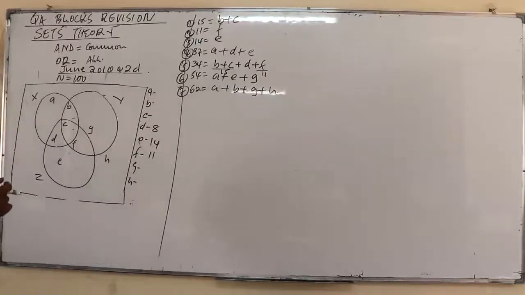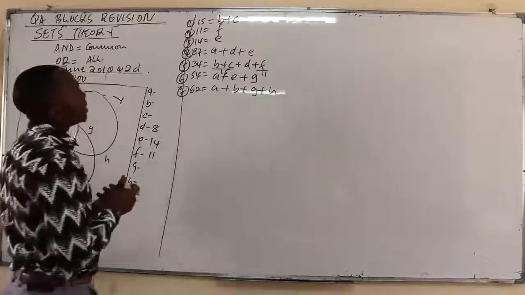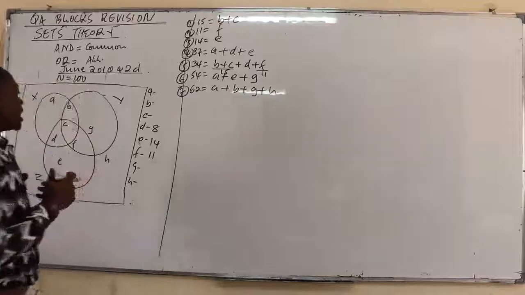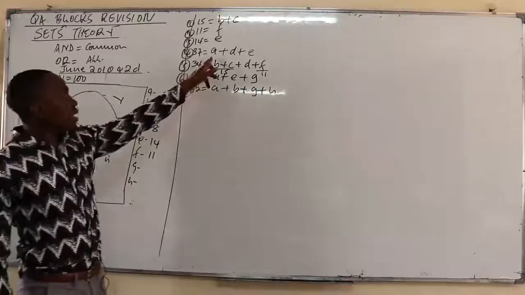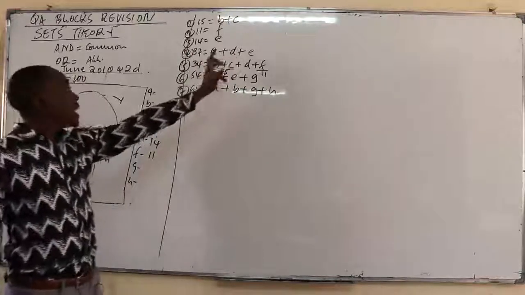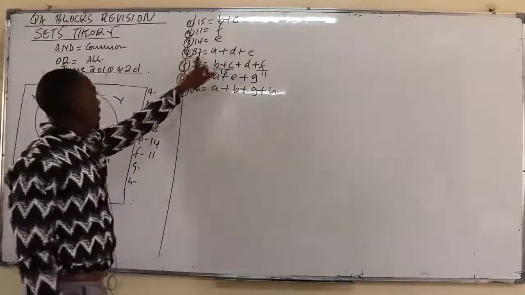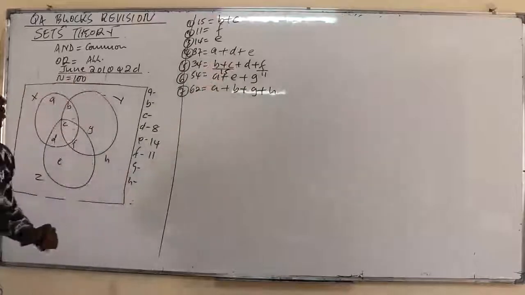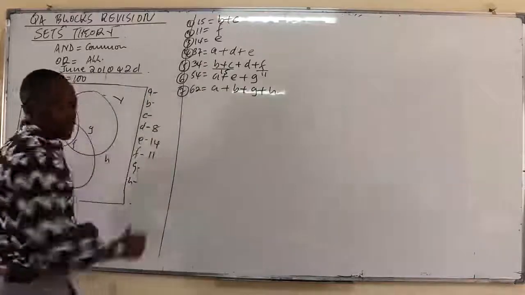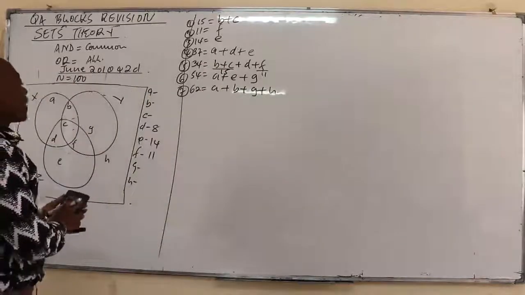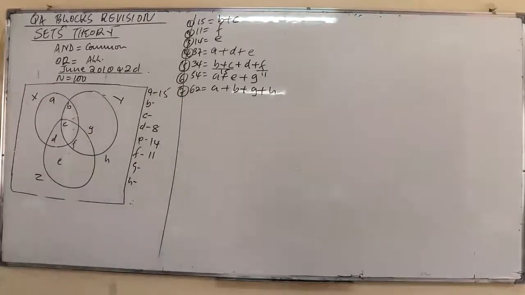Now with D, which other equation can we use? So we have ADE. Yes. Let's go to equation number 4. Number 4, we don't have A, but we have D and we have E. So we can be able to substitute. So you take that 7, you minus D, D is 8, you minus E, E is 14. So that means A will be, so A is 15, right? A is 15.